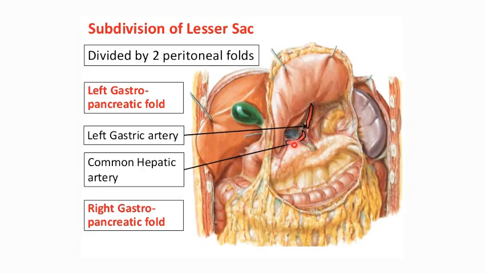Whatever is above these two pancreatic folds becomes the superior recess. Whatever is beneath these two gastropancreatic folds becomes the inferior recess, and whatever cavity of the lesser sac goes near to the spleen becomes the splenic recess.